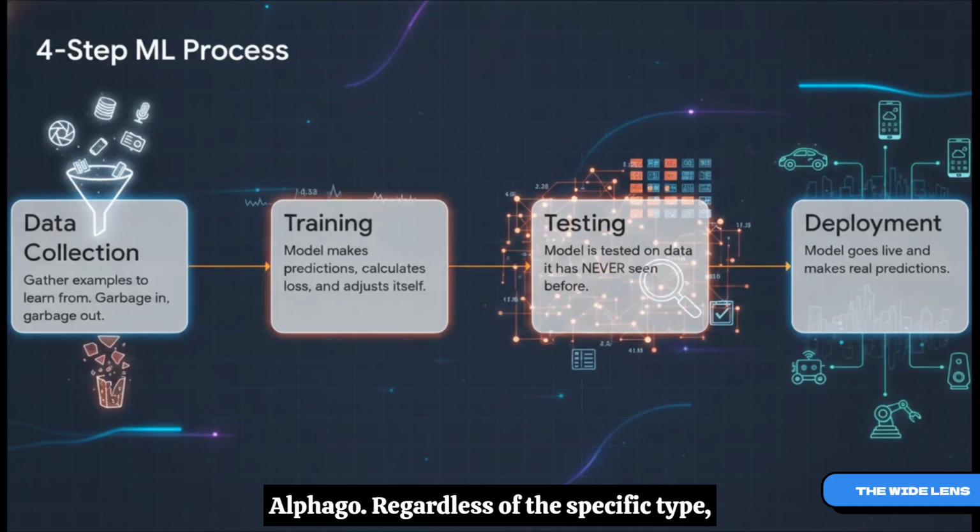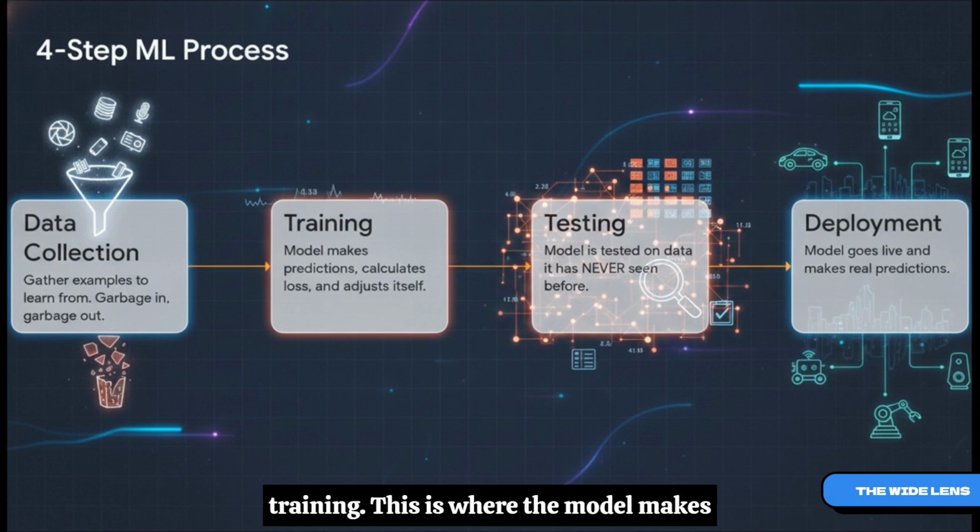Regardless of the specific type, creating a machine learning model basically follows a standard 4-step process. Step 1 is data collection. You gather examples to learn from. And remember this golden rule: garbage in, garbage out. The quality of your data literally dictates everything.